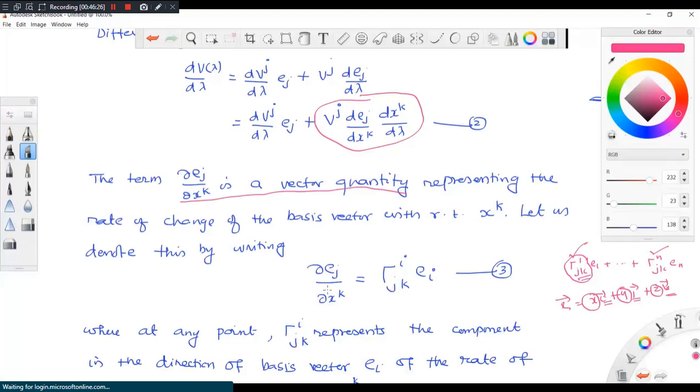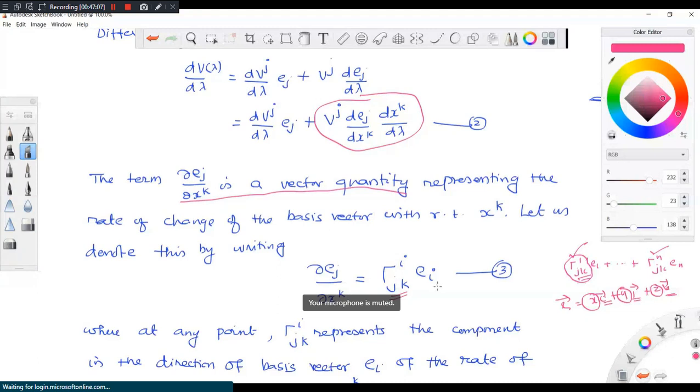Yes or no? Yes, sir. So these upper suffixes represent which kind of component? And what does jk mean? The jk will tell you that it is nothing but the derivative of ej with respect to xk. That's all. So this way, is it clear to you? Yes, sir. What about the others?